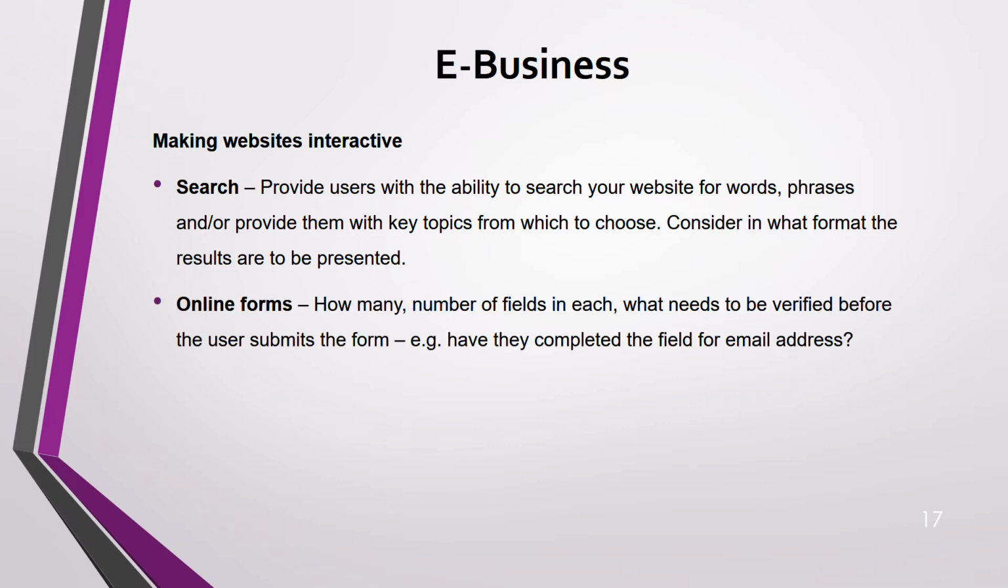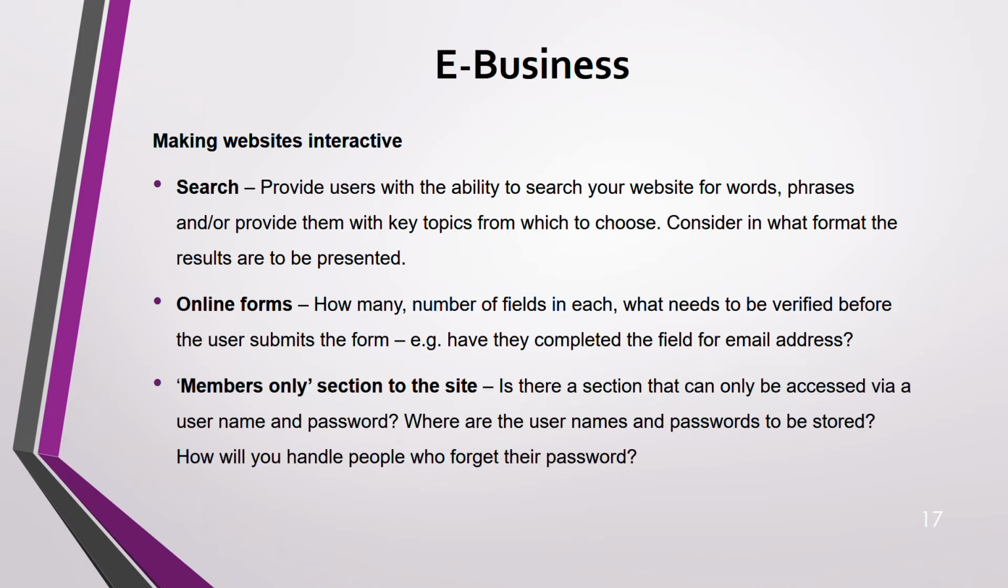Second, online forms. Make sure online forms are there. How many fields should there be? What needs to be verified before the user submits the form? For example, have they completed the field for email address? Sometimes when you want to submit a form, you cannot, because maybe the email address is incorrect or you didn't complete that field. So things like this need to be designed beforehand.